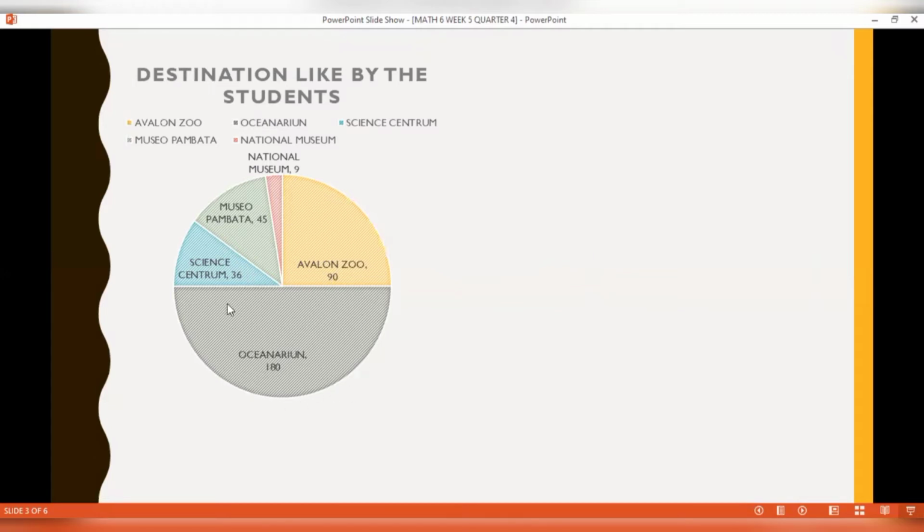Kung mapapansin nyo, yung region ng ating pie graph, dapat sakto yung paggawa nyo ng circle graph. Hindi pwedeng mas lumaki pa yung portion ng Avalon Zoo kaysa sa Oceanarium. Sa data natin, 180 yung Oceanarium. So, dapat tama ang construction ng ating circle graph. So, now let's answer some questions.